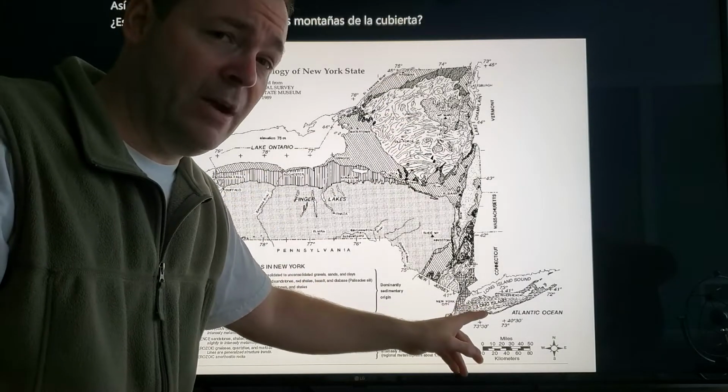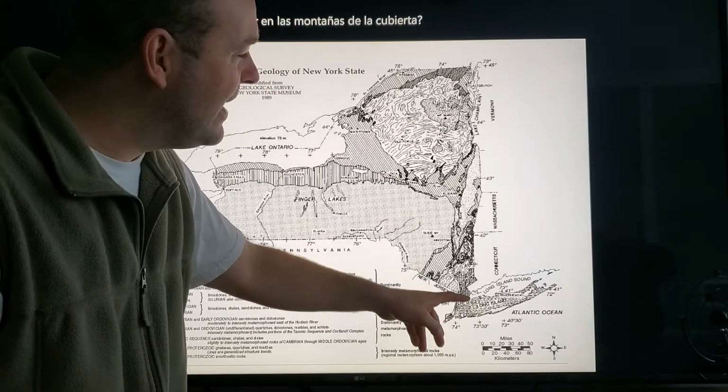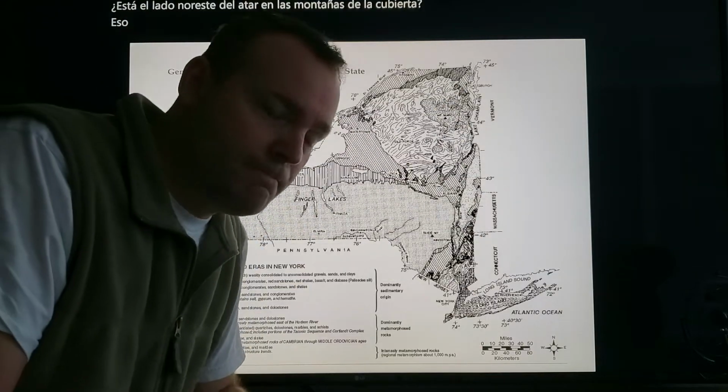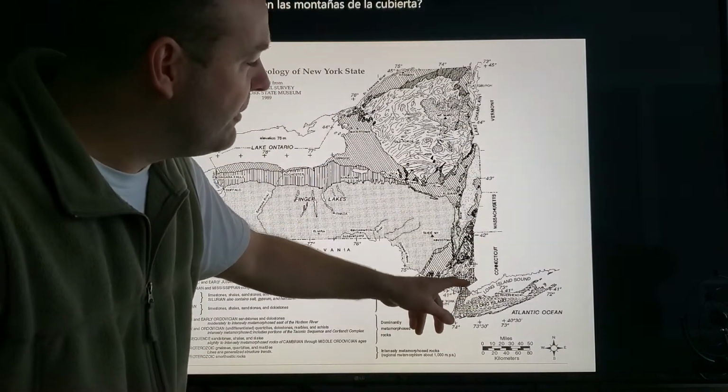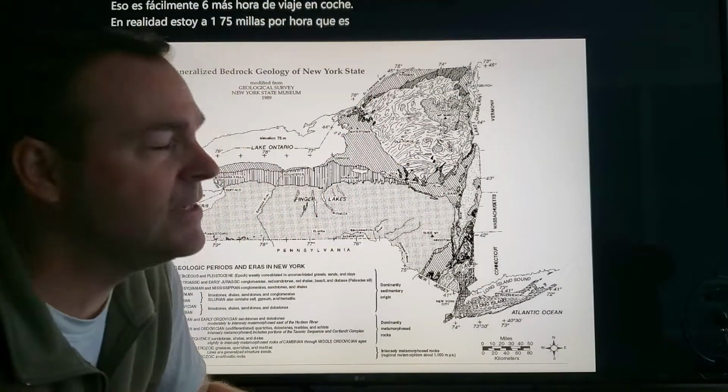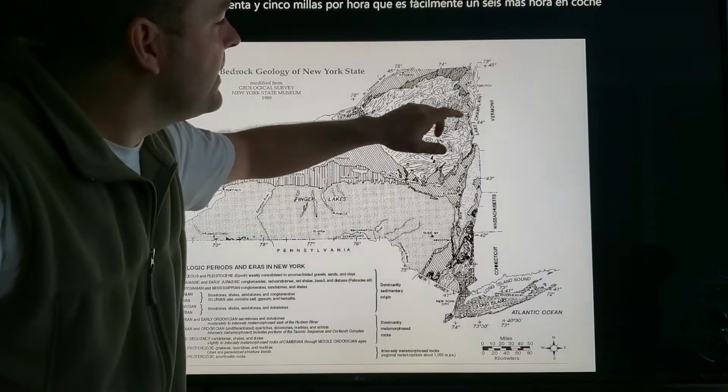Just to give you perspective on how big Long Island is. That is easily a 6+ hour drive, okay? And that's doing 75 miles an hour. New York is a big state. So anyway, back to the meat and potatoes.